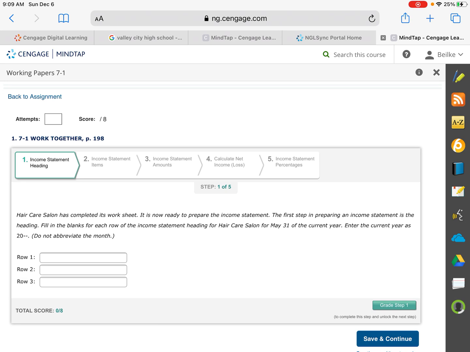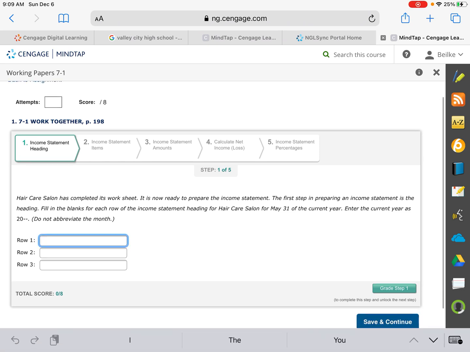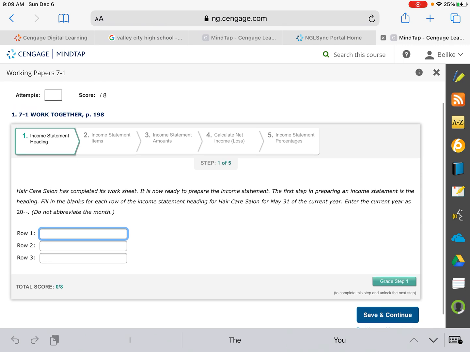Now it's ready to prepare the income statement. The first step in preparing an income statement is the heading. Fill in the blanks for each row of the income statement heading, and there is the information. So row 1 of our headings always include the name of the business. So the name of the business is Hair Care Salon.